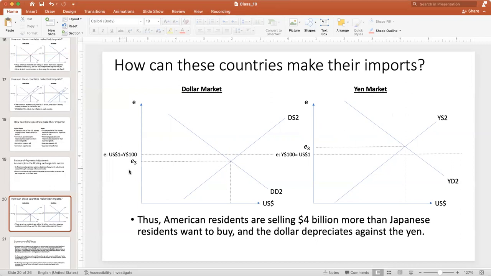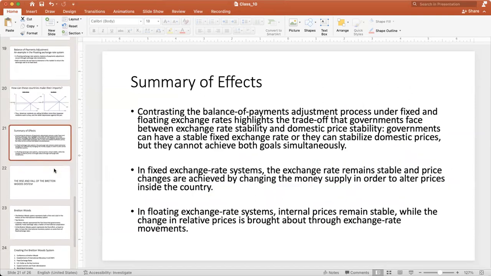And because of the depreciation in the exchange rate in the American market, for American citizens, imports will be more expensive, so imports will fall. And because of the depreciation in the exchange rate, the American prices related to yen prices will be cheaper, so their exports in the Japanese market will rise. So here there is a summary of effects.